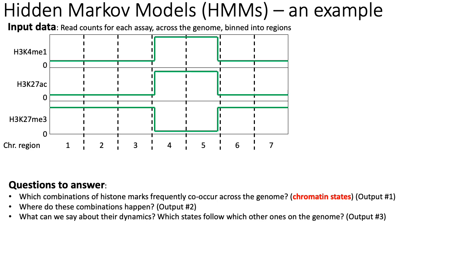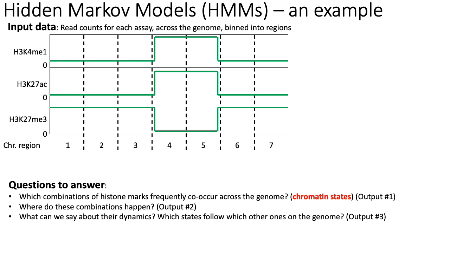The second thing it tries to tell you is, given that it kind of learns or memorizes these frequently co-occurring combinations of histone marks, where do these combinations happen. And so across the different chromosome regions that were delineated here by the dashed lines, HMMs try to tell you for each region which chromatin state, or which combination of histone marks, it looks like the most. And so that's what I'm calling output number 2 here.